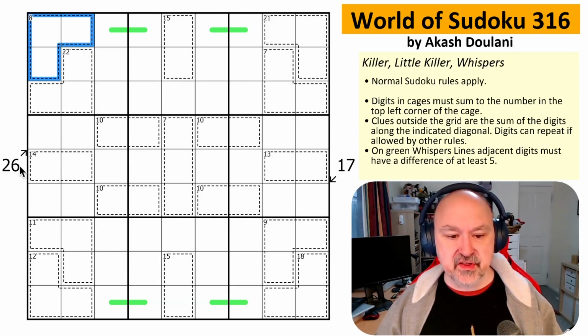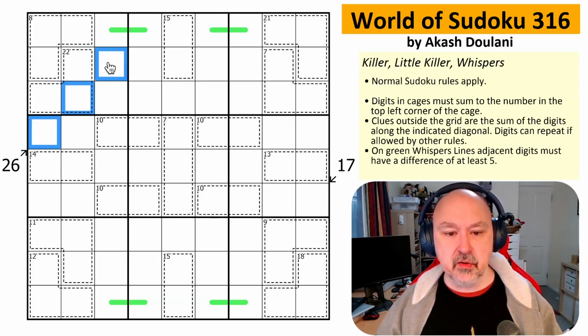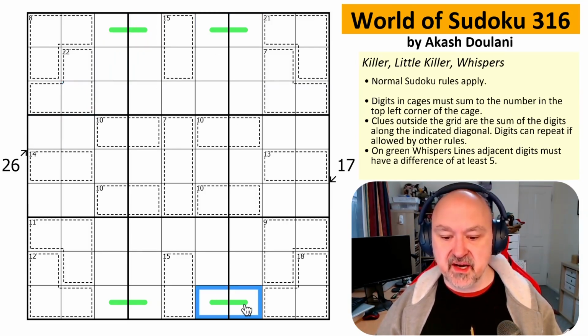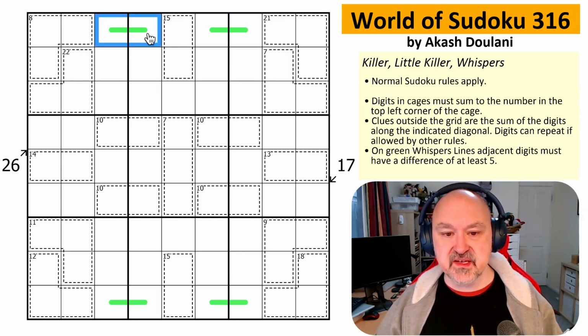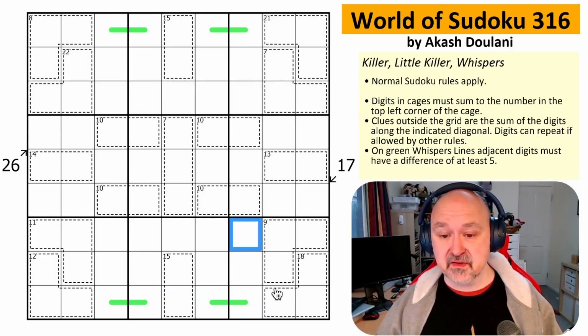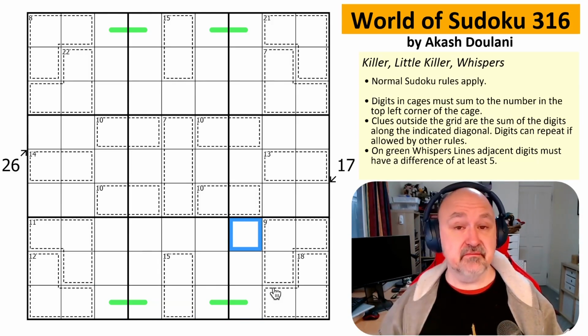These clues outside the grid give the sum of the digits along the indicated diagonals. Digits can repeat along those diagonals. So these 4 cells will sum to 26 with possible repeats if allowed by other rules. And then we've got these little tiny whisper lines. What this means is these 2 cells will have a difference of at least 5. Same here, and same here. With that, this puzzle should be solvable. I know nothing about this puzzle other than it looks like this. Let's give this a shot.